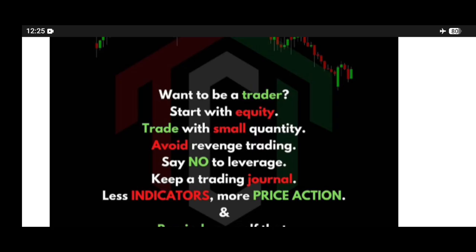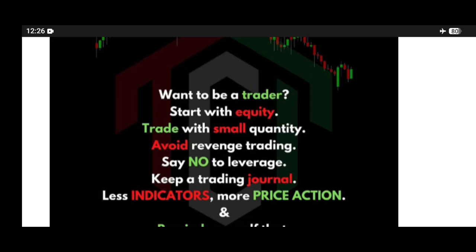Then say no to leverage. It is very, very important. Say no to leverage. When I say leverage, I mean say no to high leverage. Leverage is good because it helps you make way more money, but you need to be very careful because it is a double-edged sword. I get my point.